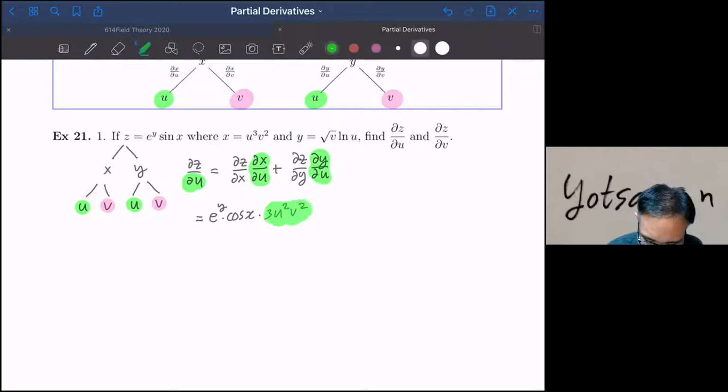Okay, so this one is highlighted green, and you have dz dy. The dz dy is going to be e to the y sine x, and you have dy du. So you differentiate y with respect to u, so you just have root v, and the derivative of log u is 1 over u, so it's going to be root v over u. Okay, so it's going to be this green color. This one is going to be the final answer. So you have this one correctly.